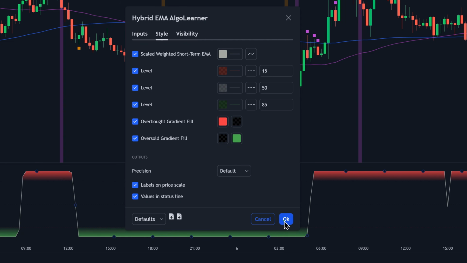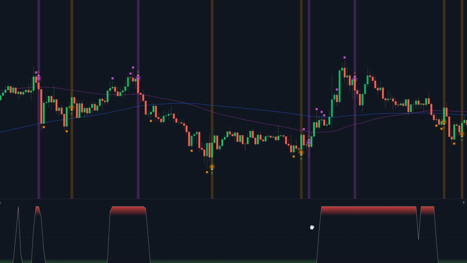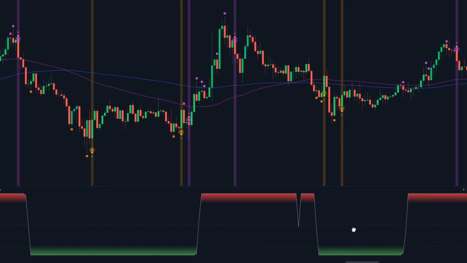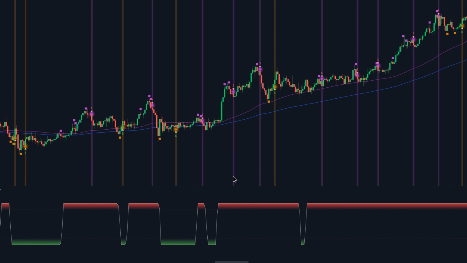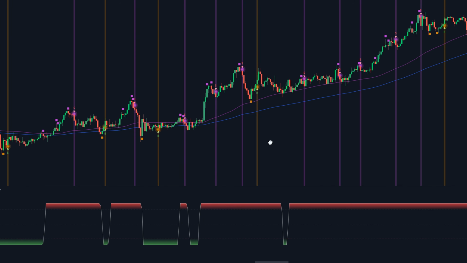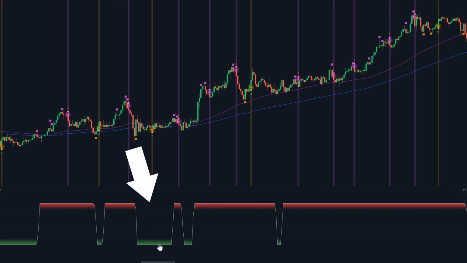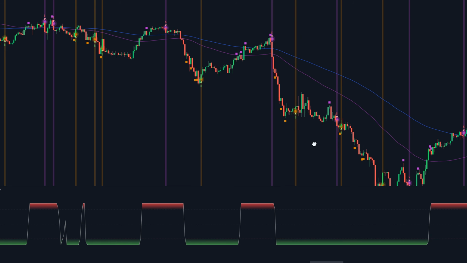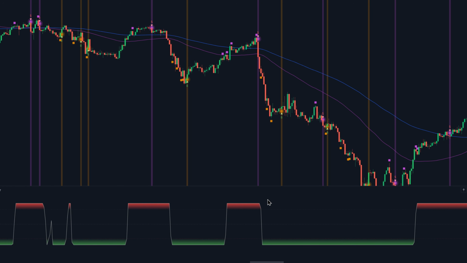After that, click OK. We're going to be using the Hybrid EMA, basically this new indicator we've just added, to identify pullbacks in the market. In a bullish trend, for example here, a pullback is identified by a sudden dip in this indicator, like it did right here. This is also another pullback, and this is another one. In a bearish trend, for example here, a pullback is going to be identified by a sudden jump in this oscillator. So this red colored section is a pullback. And this is another one.